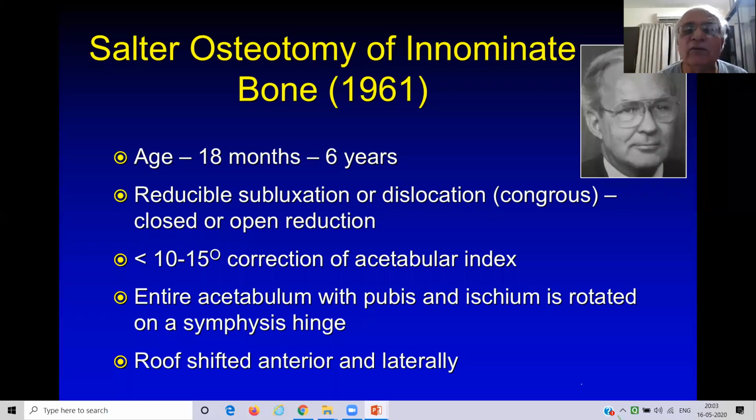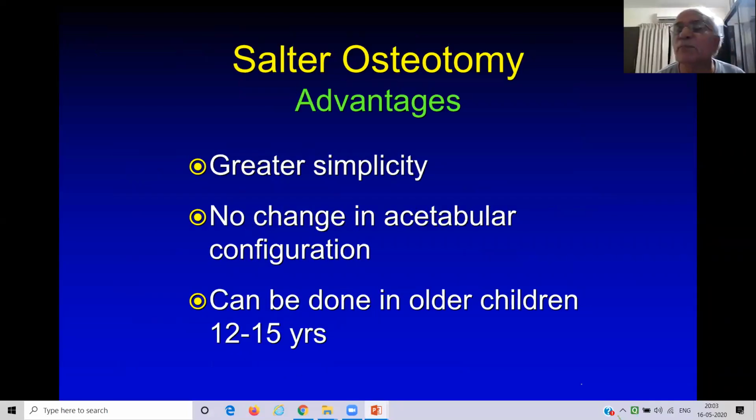The whole entire acetabulum moves, and the symphysis is a hinge which is far away, and that's why correction is very minimal with this osteotomy. Roof is shifted anterior and lateral. People are going to ask this in the exam. So it is a greater simplicity operation. The acetabular configuration does not change. It is only a redirection or reorientation osteotomy. It can be done in older children only for lengthening, but we do not do this osteotomy anymore. So it should be under the age of 6 years.